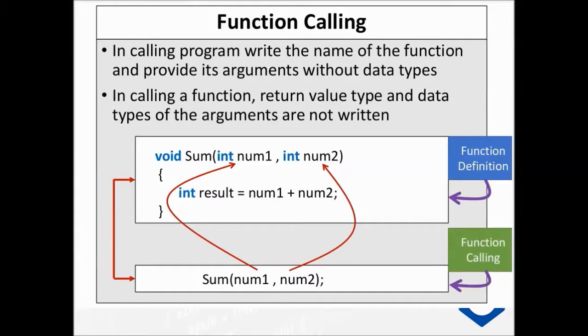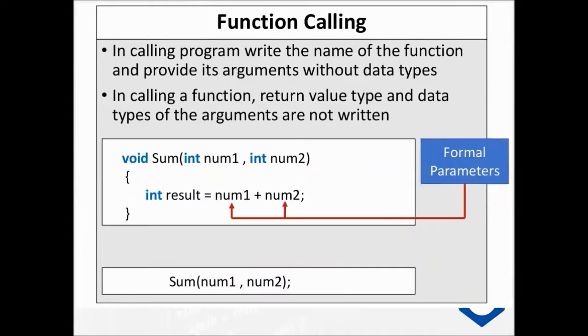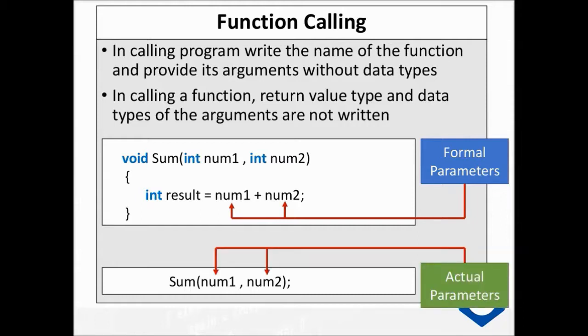So the upper part is the function definition and the lower is the function calling, and these are called the formal parameters and actual parameters. The sequence and types of parameters in the function call must be similar to the sequence and types of parameters in the function declaration. The parameters in the function call are called actual parameters, and parameters in the function declaration are called formal parameters.